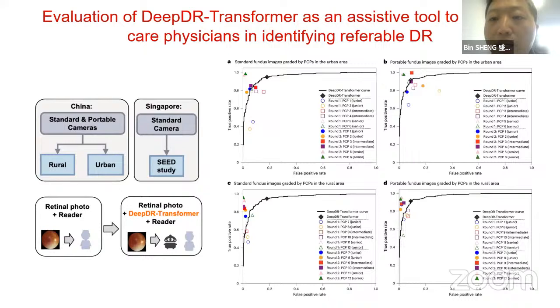Furthermore, through an independent reader study involving Chinese primary care physicians and Singaporean professional graders, the team also proved that primary care physicians could detect DR more accurately with the assistance of the DeepDR LLM, using fundus images extracted from representative data sets, including the China National Diabetic Complication Study and the SEED cohort study.